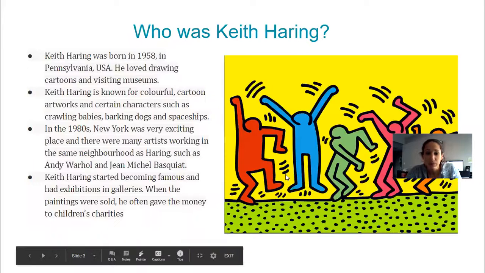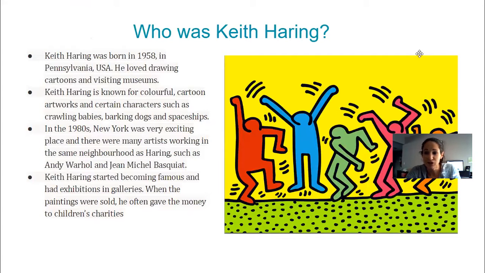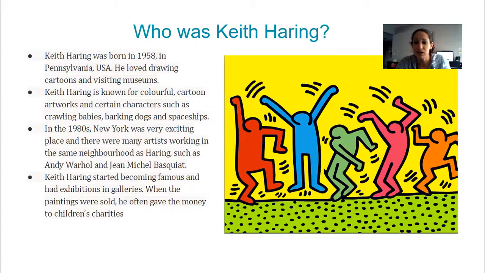Okay. So who was this artist, Keith Haring? Here is a picture of one of his paintings here on the screen. It looks like a bunch of people dancing. Keith Haring was born in 1958 in Pennsylvania. He loved drawing cartoons and visiting museums. So most of his art that we're going to look at does look similar to this one on the screen.